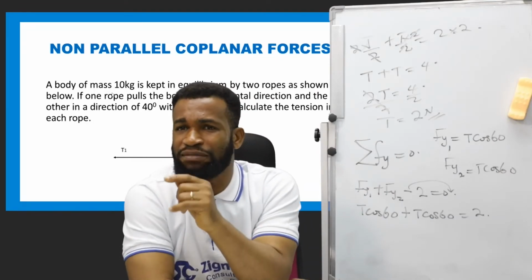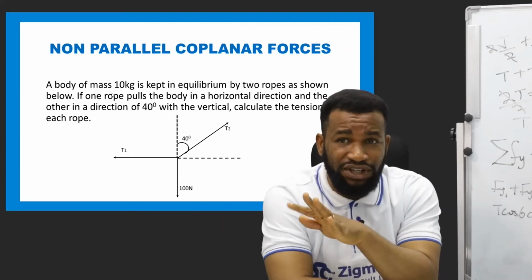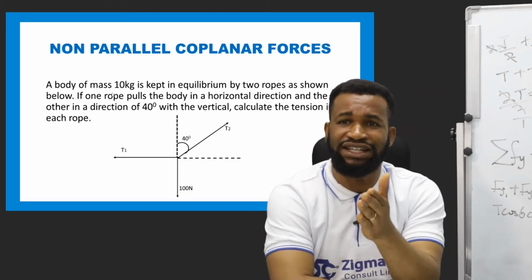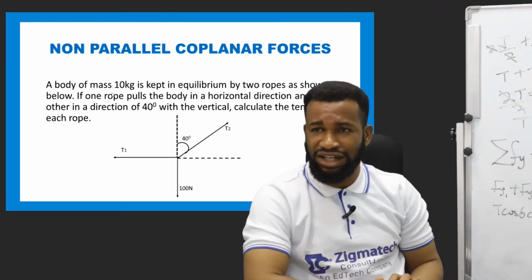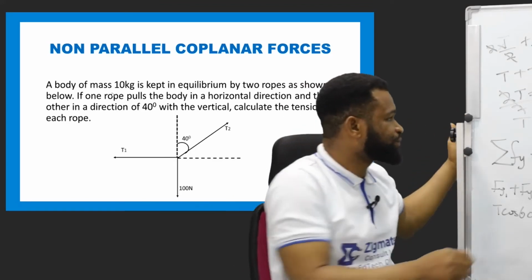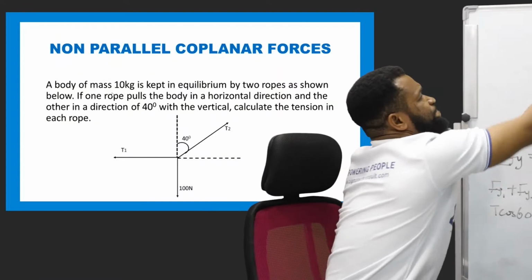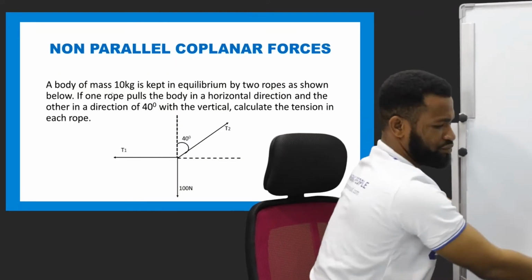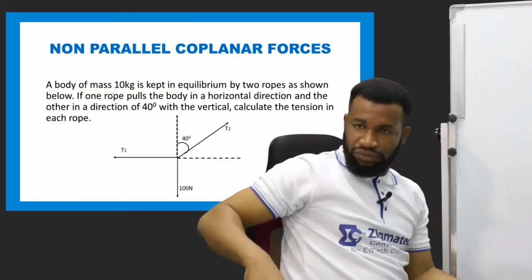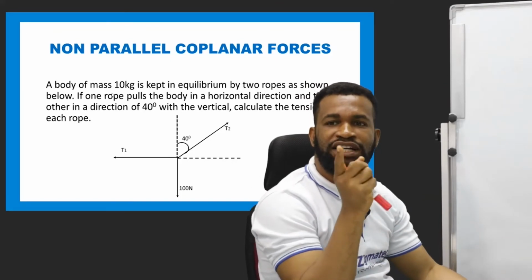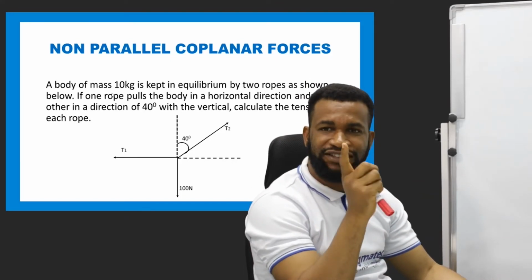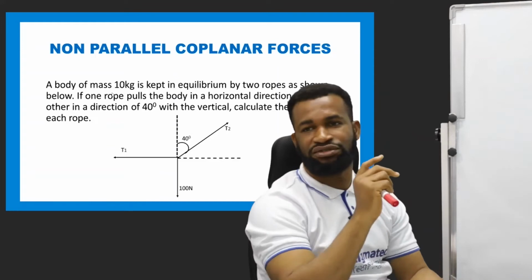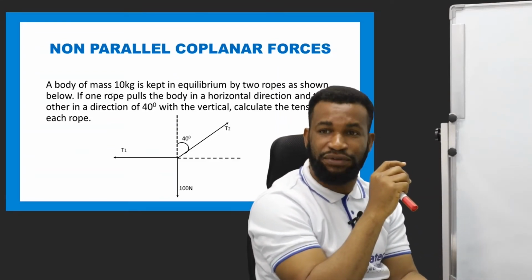Now, a body of mass 10 kg is kept in equilibrium by two ropes as shown below. If one rope pulls the body in a horizontal direction and the other in a direction 40 degrees with the vertical, calculate the tension in the rope. All right. There are two ropes. The best thing I have to do is also resolve my forces into vertical and horizontal. These are the two most effective forces.